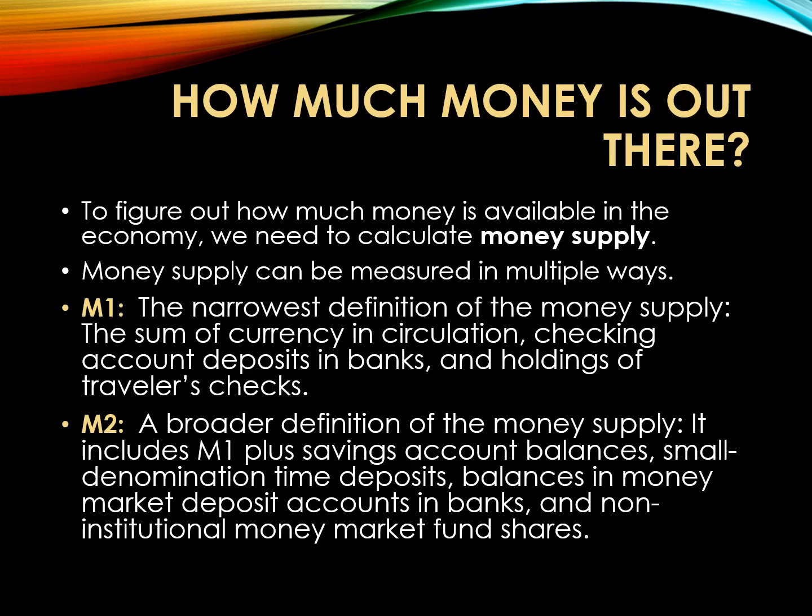So if you have a checking account and a savings account, M1 just includes the checking account and whatever's in your wallet. M2 includes both of those accounts and everything that's in your wallet. It also includes small denomination time deposits. It also includes balances in money market mutual deposits. And it also includes non-institutional money market funds shares.